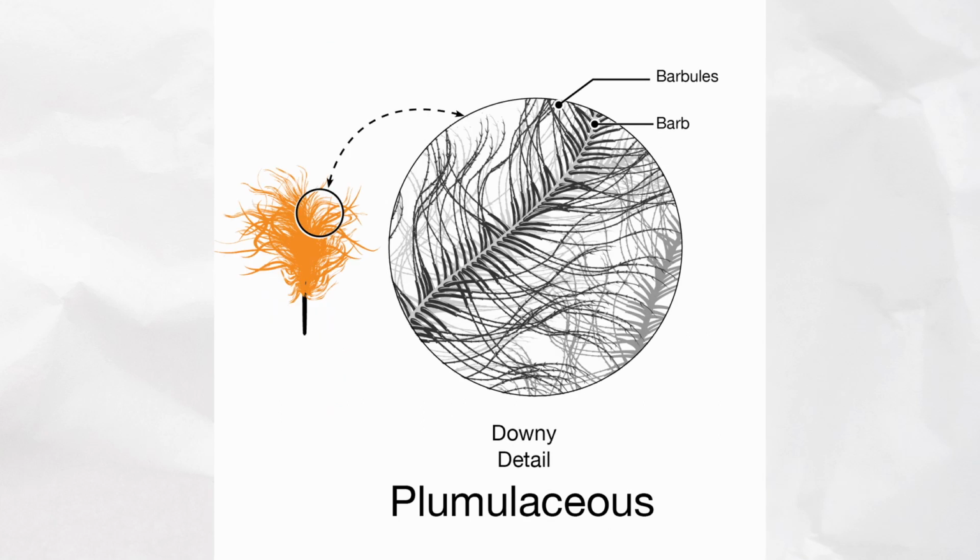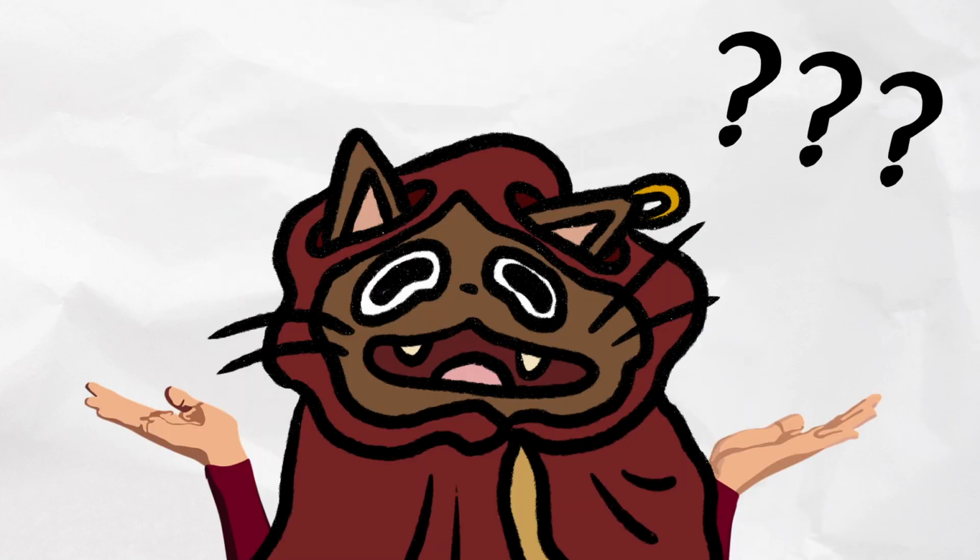Down is a bit different and they have loosely arranged flexible barbs and are different than main feathers. Does all of that make any sense?